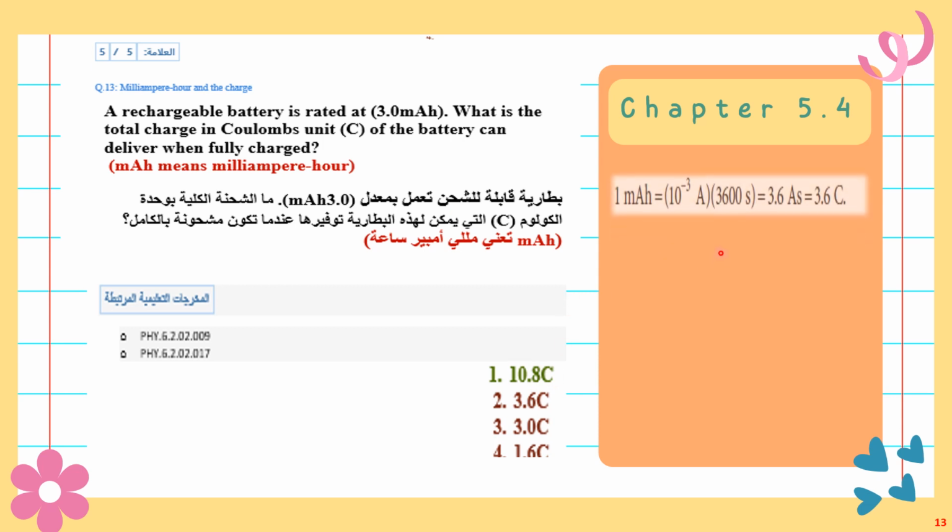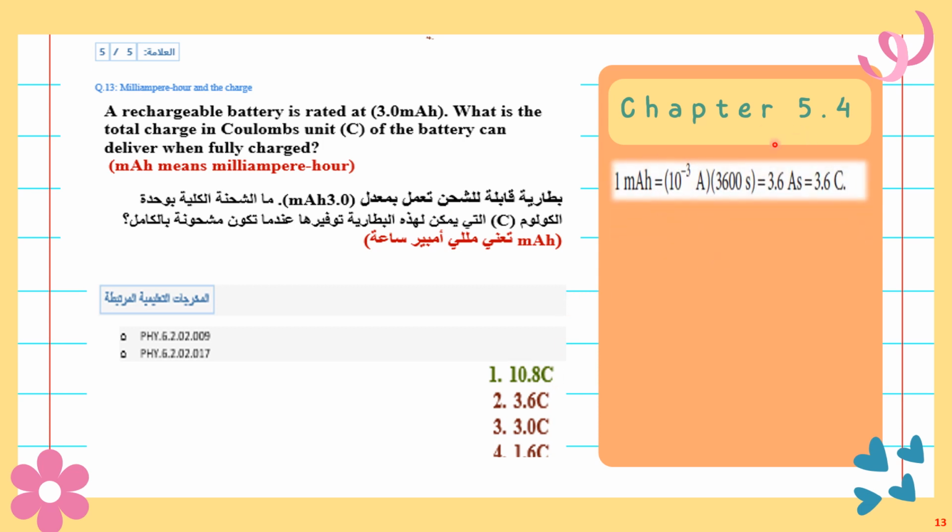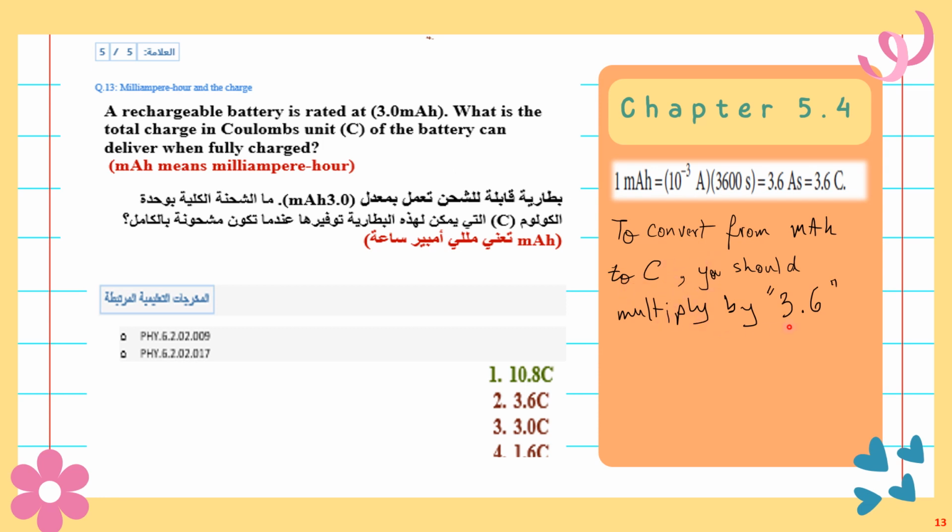So simple equation here. You can find it in chapter 5.4. 1 milliampere-hour is equal to 3.6 coulomb. So to convert from milliampere-hour to coulomb, you should multiply by 3.6. By the way, I promise you next time to make my handwriting better. So you need to multiply 3 milliampere-hour, 3, by 3.6, and the answer is 10.8 coulombs.